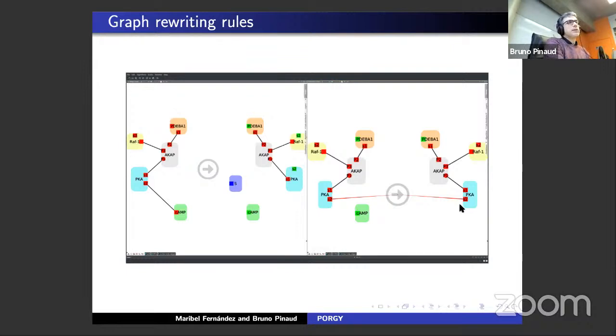And here, the whole rule is a graph. You have the left-hand side, it's a graph. The right-hand side, it's a graph or a subgraph. And if you have red edges, the whole rule is also a graph. So in PORGY, everything is a graph.